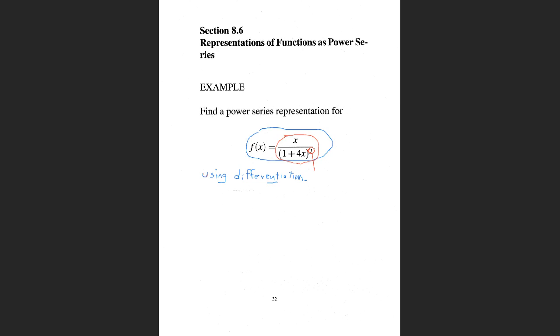So I'm going to show you what I'm going to do. Let me go to the next page. Instead of working with 1 over the quantity 1 plus 4x squared, I'm going to start off with 1 over 1 plus 4x. I can write 1 over 1 plus 4x as 1 minus a negative 4x, which gives me the series n equals 0 to infinity of the quantity negative 4x to the nth power, because that negative 4x is my apple.